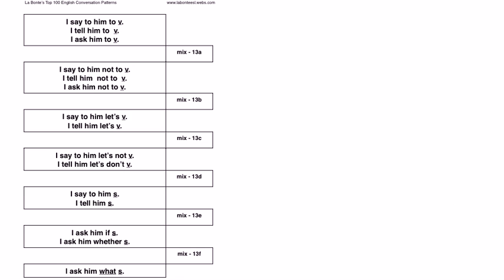The top 2 patterns are very similar. The top one is the positive and the second one is simply the negative. And you simply ask the students, did he say to go? They should say he said to go. Did you tell him not to go? I told him not to go.